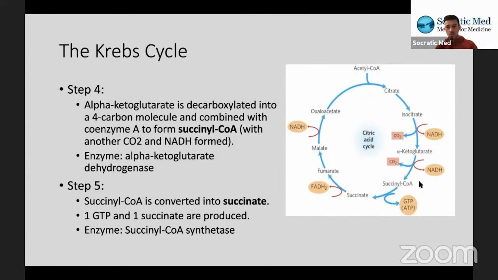So we now have succinyl-CoA over here, and then step 5, it is being converted into succinate. And here, GTP and succinate are produced. So it is a GTP that's produced. And the enzyme that facilitates that is succinyl-CoA synthetase. And it's important to know that the synthetase in this reaction is not actually synthesizing. It's doing the exact opposite. It's breaking down.